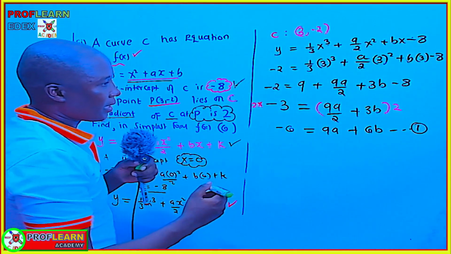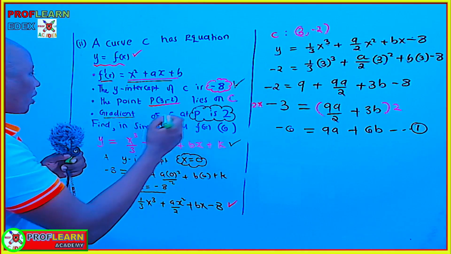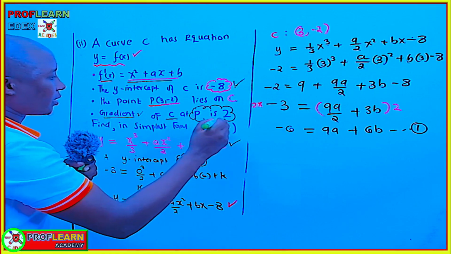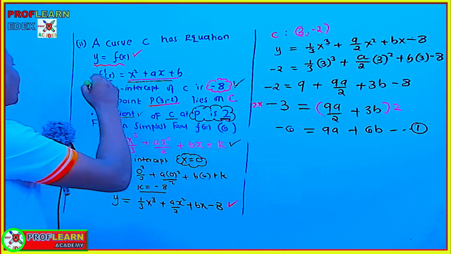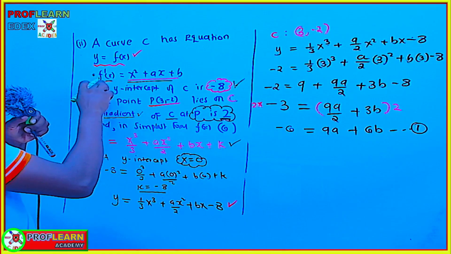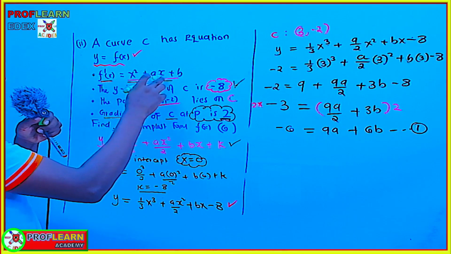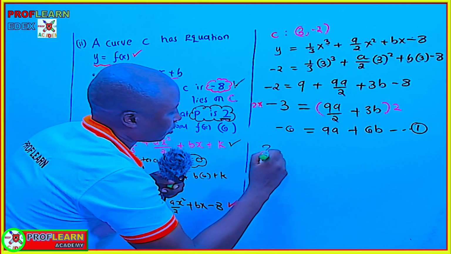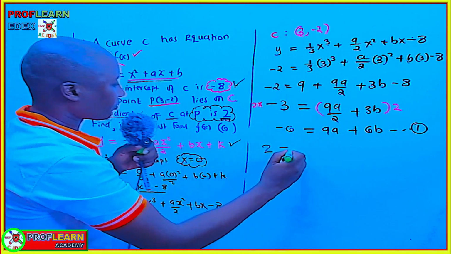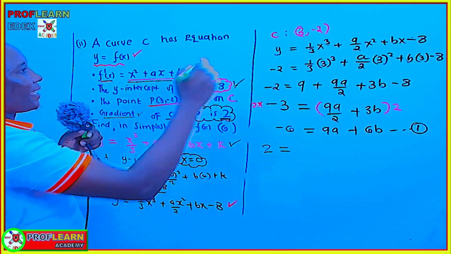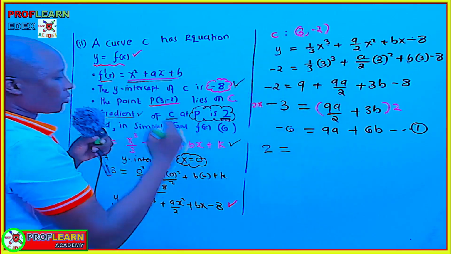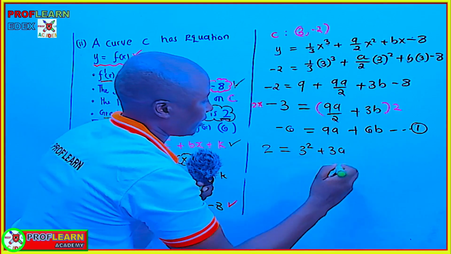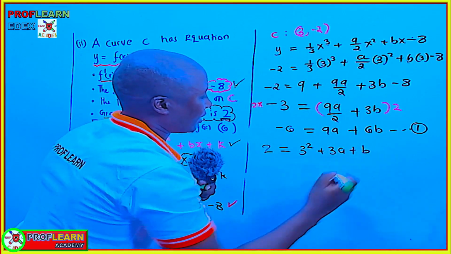And now, because we were told that the gradient of the curve at P is 2, we can substitute the gradient 2 into the derivative of the function we are given, x squared plus ax plus b. We are going to say the gradient is 2. So 2 equals, because at P, x is 3, 3 squared, then plus 3a, then plus b at that given point.